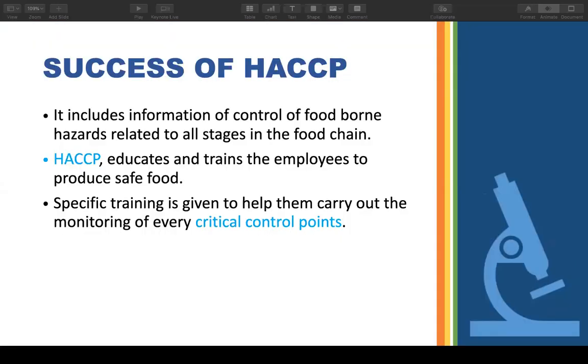So, the success of HACCP. It includes information of control of foodborne hazards related to all stages in the food chain. HACCP educates and trains the employee to produce safe food, so everyone will know what should be done and what should not be done, and they can also implement that in their daily life. Specific training is given to help them carry out the monitoring of every critical control point.